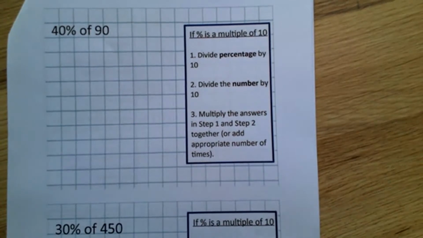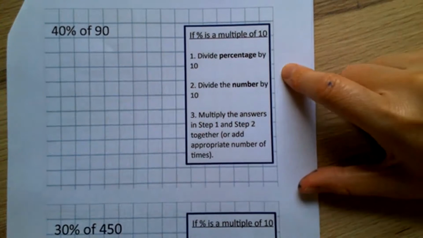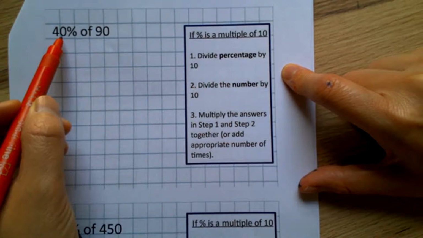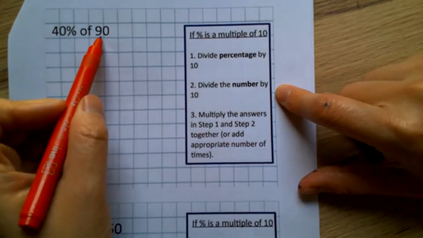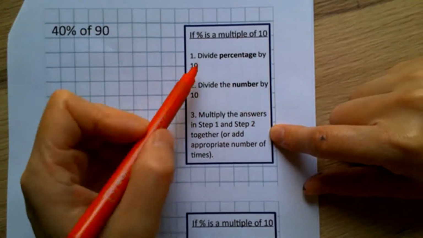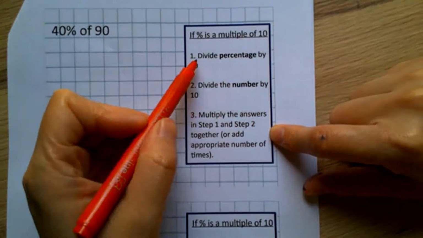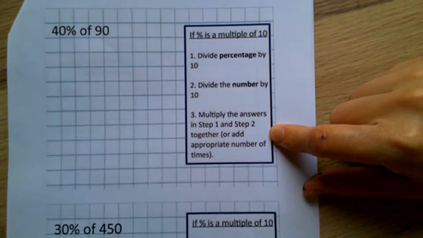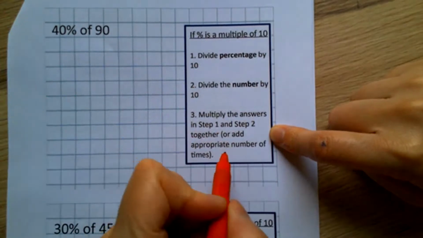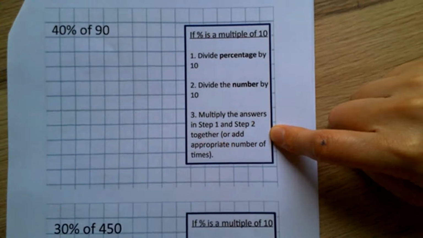Now, these have a different set of steps to success. Let's read them. First of all, we're going to divide the percentage by 10. In our second step, we're going to then divide the number by 10. And then simply in the third step, we're going to multiply the answers that we have from steps 1 and 2. If our number is a decimal, then instead of multiplying them, we can add them the appropriate number of times. So let's take a look.